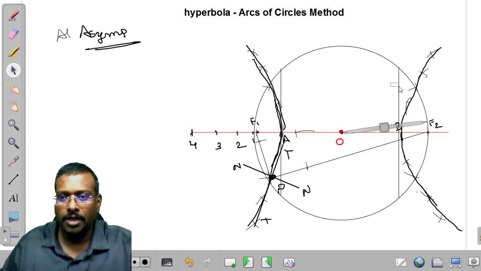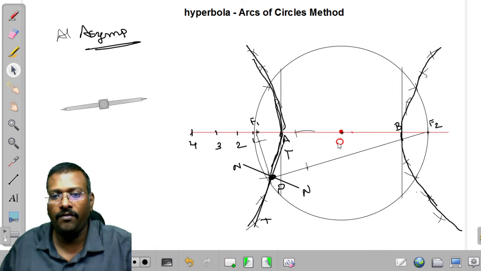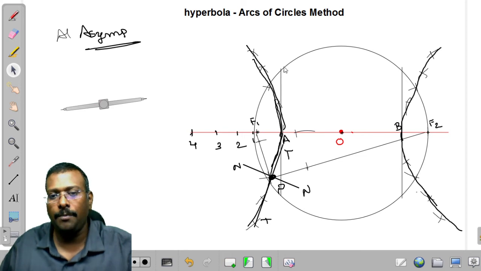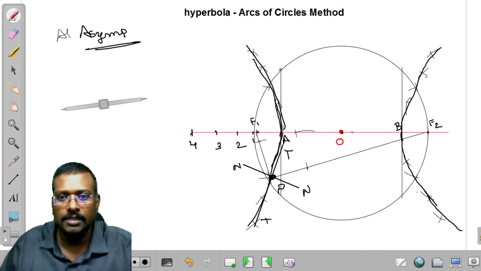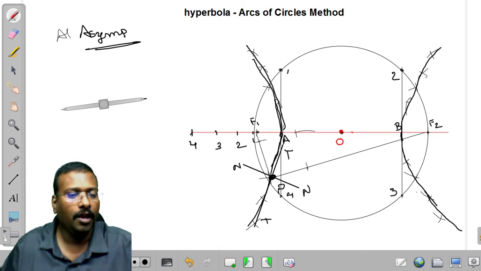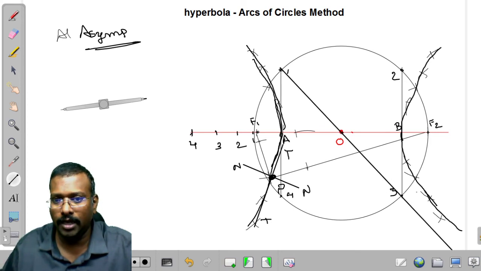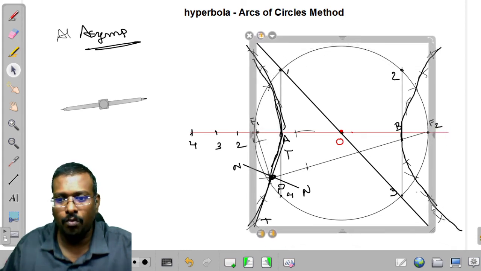So I hope it is clear to you, all of you, what we have to do. With O as center, OF1 or OF2 as radius, draw the circle. Then draw perpendicular lines to the axis at A as well as B. Now wherever they meet the circle, assume the points as 1, 2, 3, 4. If you join 1, 3 and extend it, this is going to be one asymptote.